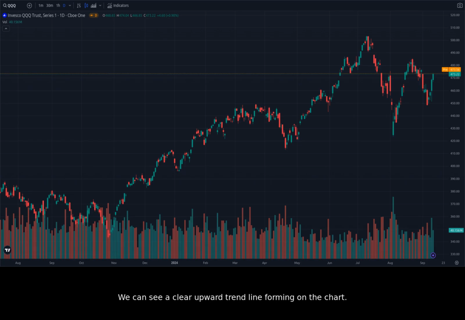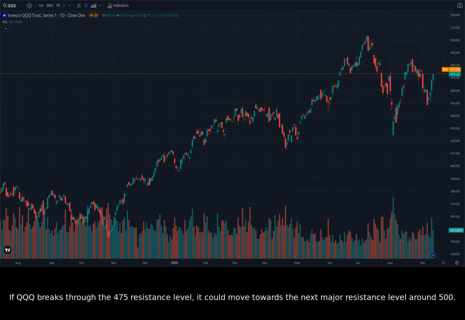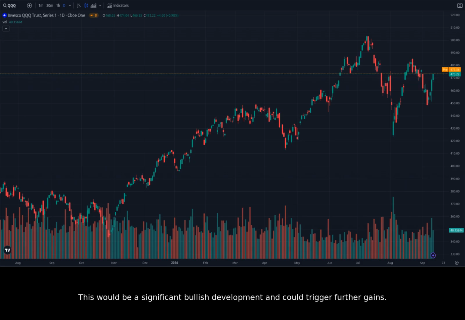We can see a clear upward trend line forming on the chart. This line suggests that the ETF is likely to continue moving higher, at least in the short term. If QQQ breaks through the 475 resistance level, it could move towards the next major resistance level around 500. This would be a significant bullish development and could trigger further gains.